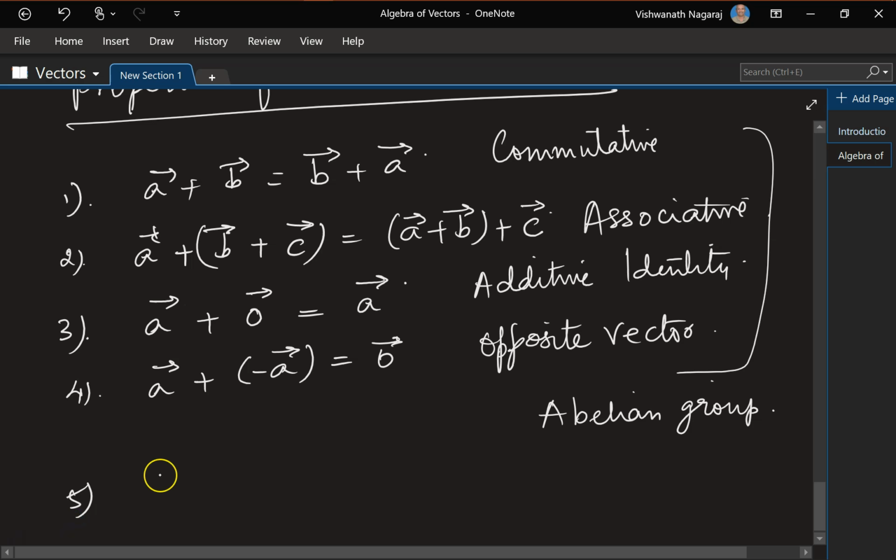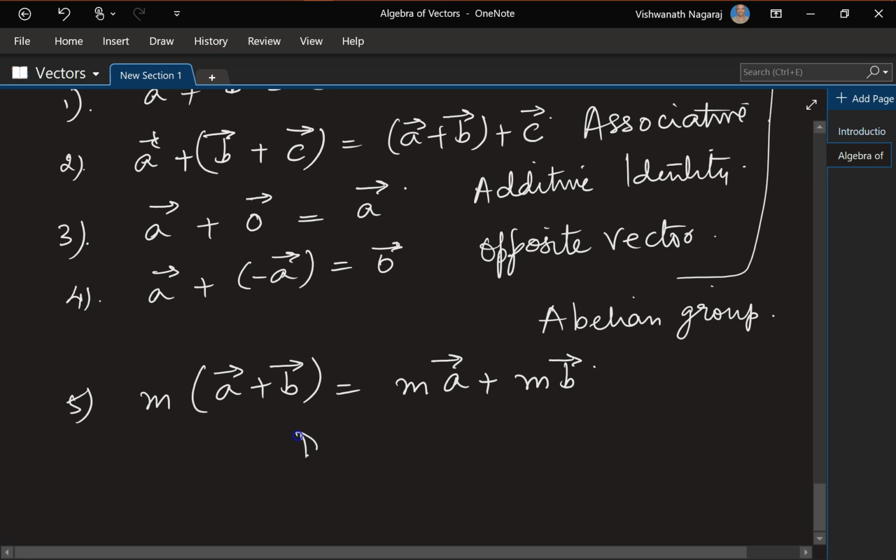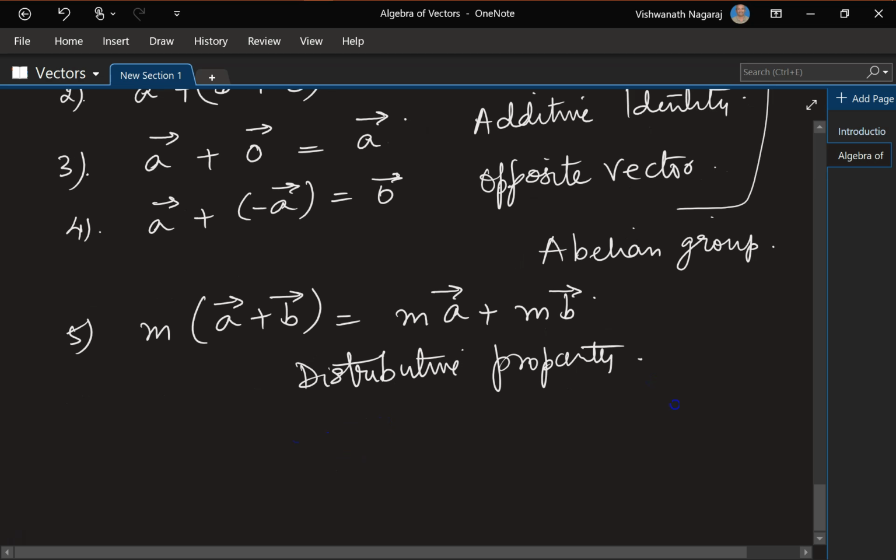And most importantly, another point which is important, is that scalar multiplication is distributive over vectors. So A plus B multiplied by M is equal to M multiplied by A plus M multiplied by B, which means distributive property. So that is addition of vectors. Bye for now.